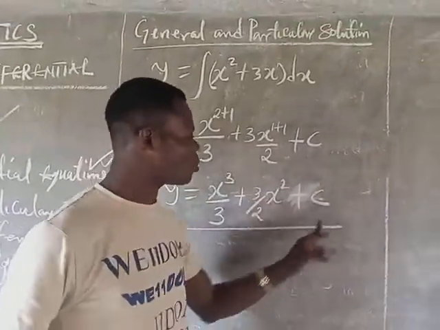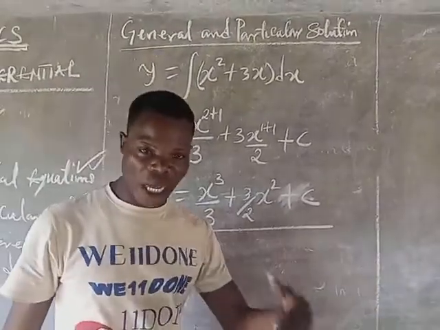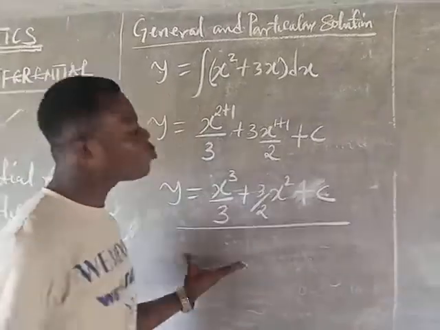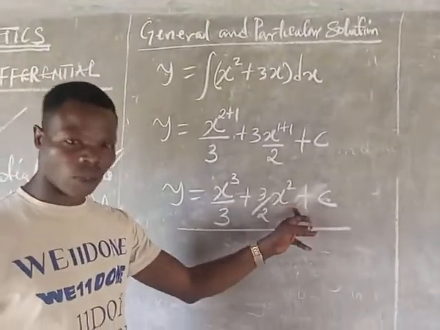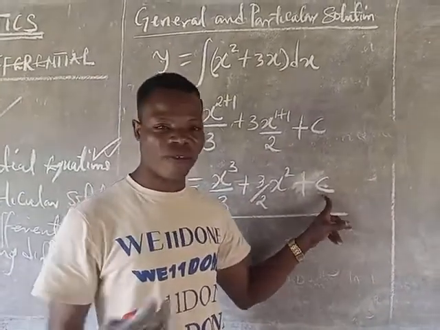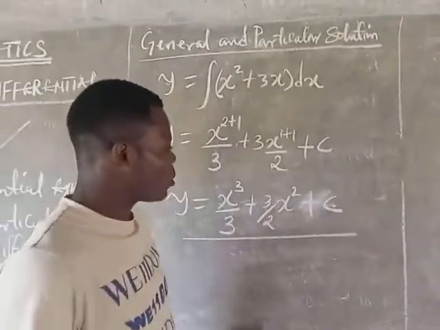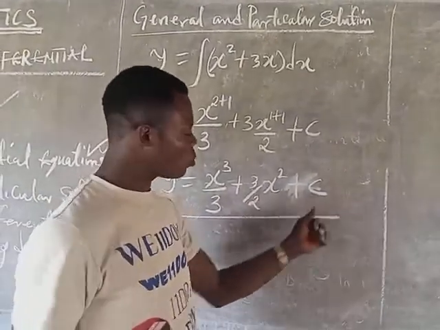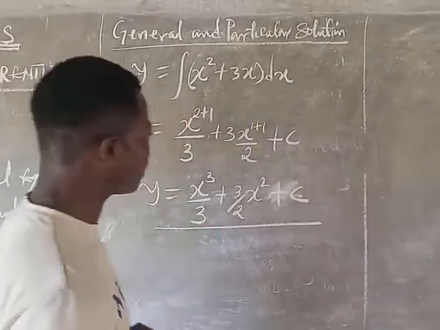So we assume it is general and it is universal. When we integrate, we put a constant. And this solution is what we call the general solution. But if you want to know a particular solution that this equation belongs to, we need to find the value of c. Our c may be 5, c may be 10, may be 7, may be anything. Then when we solve further, we now find what we call the particular solution.